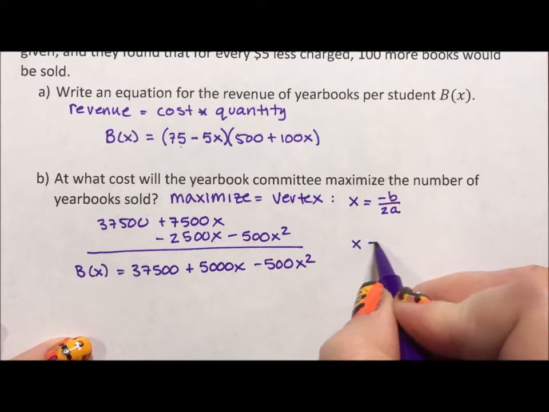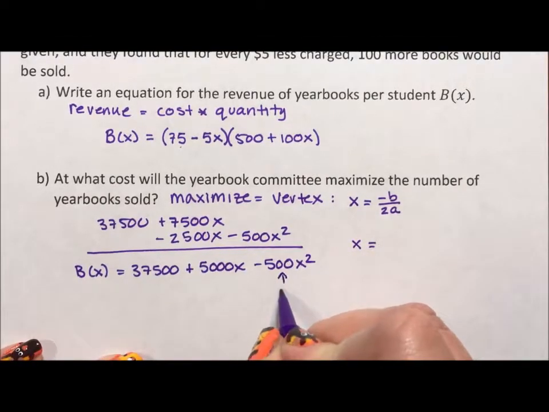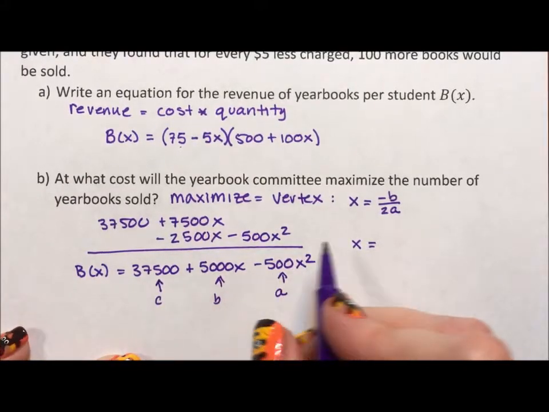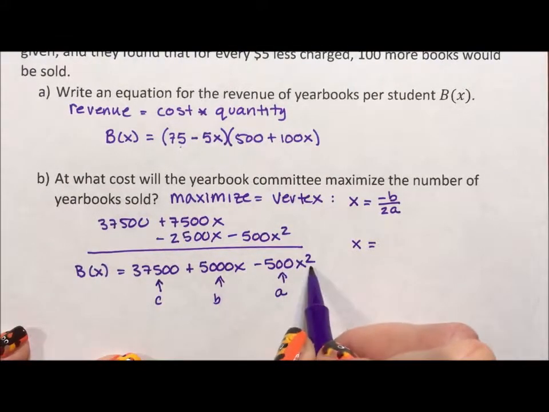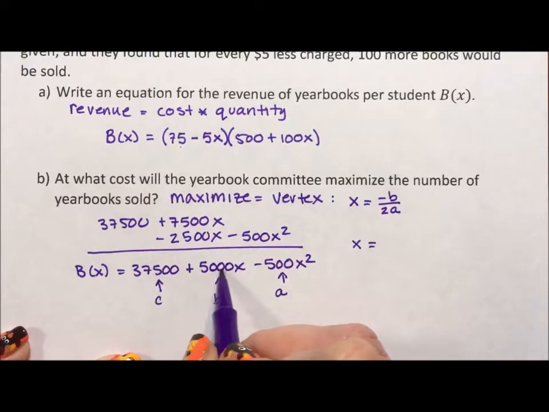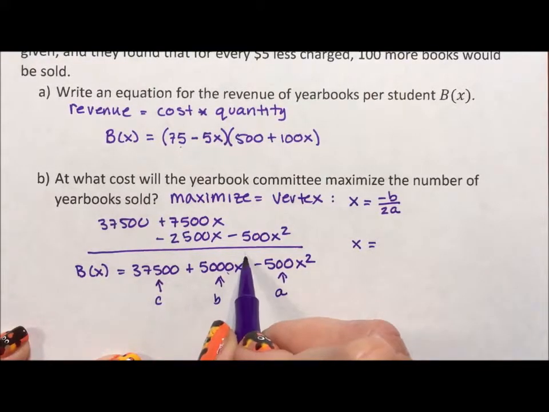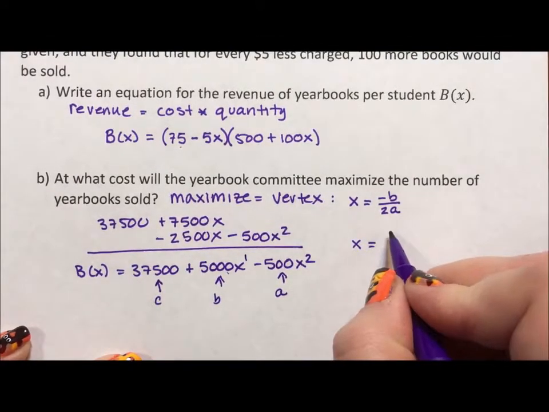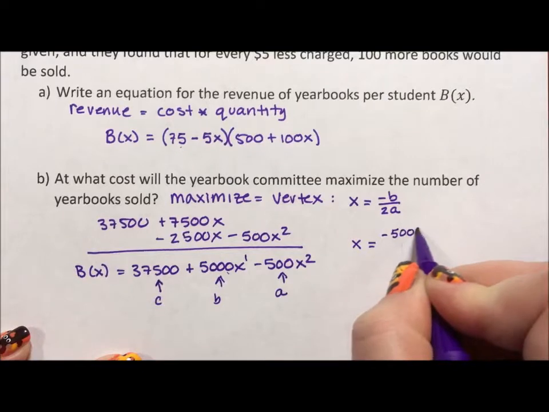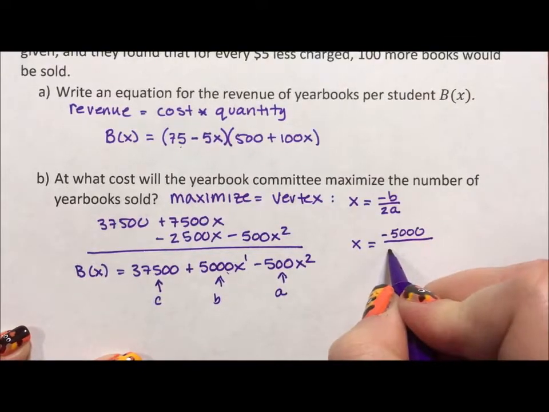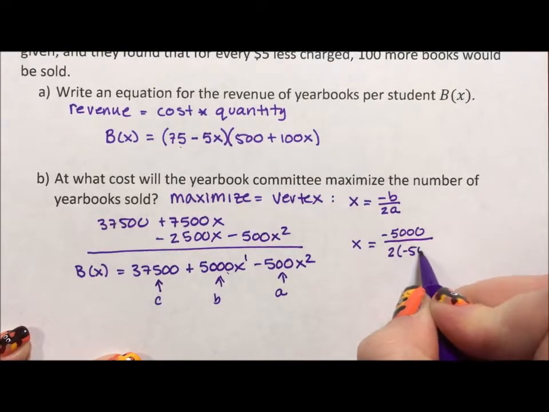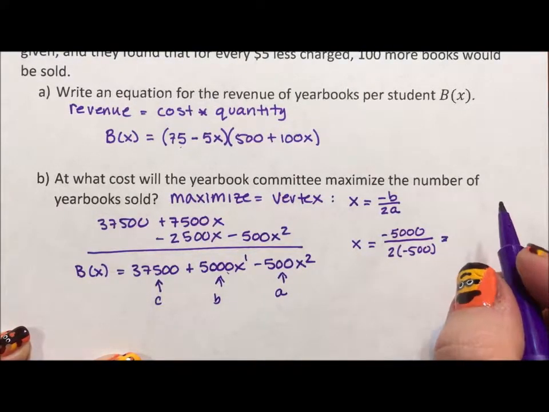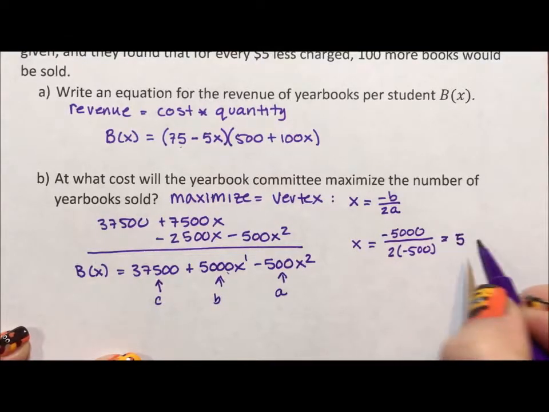Okay, x equals, realize this number is a, this number is b, and this number is c. It's not the order it's written. A is what's multiplied to the squared term. B is the coefficient of the non-squared power of 1 term, and c is the constant. Okay, so negative b is going to be negative 5,000 over 2a, 2 times a negative 500, which when we calculate that out, we get 5.